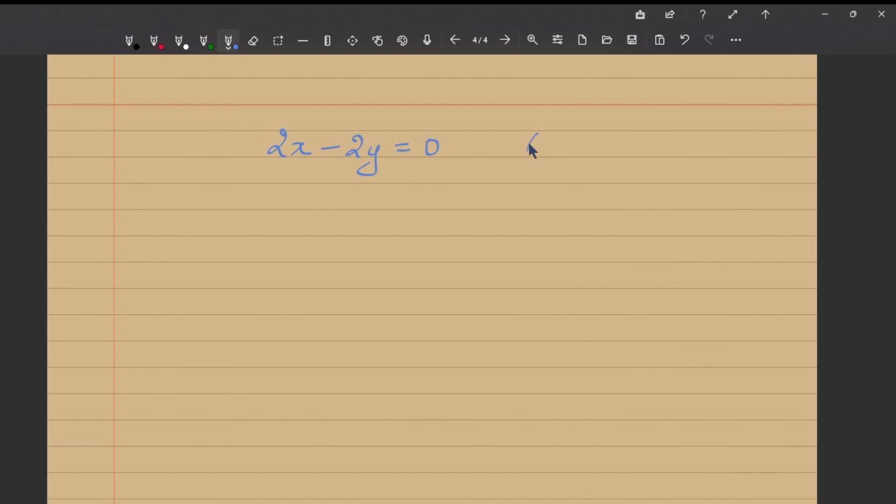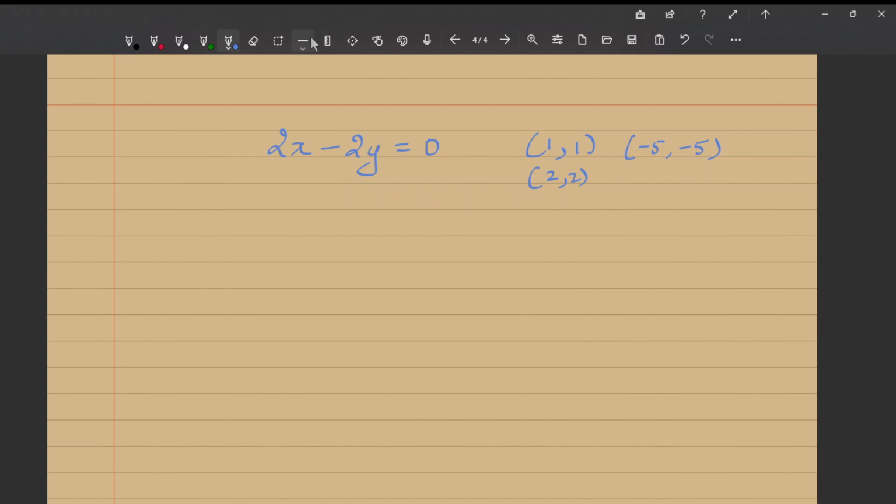Some of you would have found 1 and 1, some of you would have found 2 and 2, and many of you would have noticed that any values of x and y which are equal satisfy this equation. So even -5 and -5 would satisfy this equation.